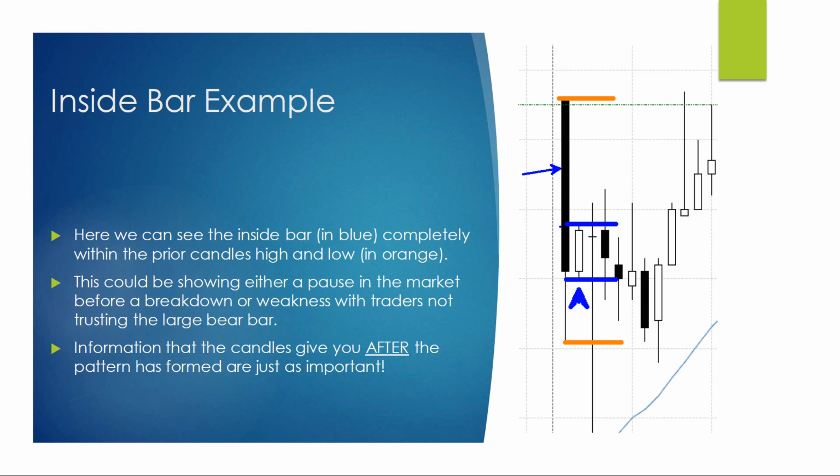so it makes a lot of sense in that regard. This could be showing either a pause in the market before a breakdown or weakness, with traders not trusting that large bear candle. The information that the candles give you after the pattern has formed are just as important as the pattern itself. So always make sure to look at the reaction to this pattern or any pattern. Are they reacting the way that they're supposed to? Are they showing maybe they're a little nervous? Are they showing a huge amount of confidence? That reaction can be a major clue in how to treat and approach this type of setup.